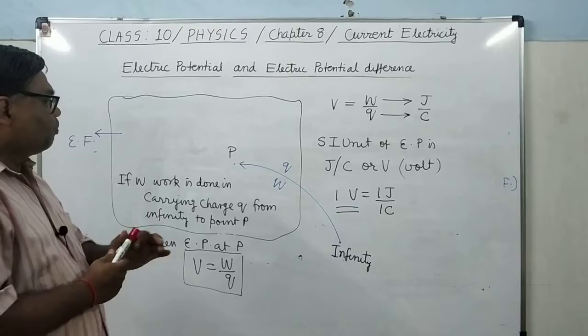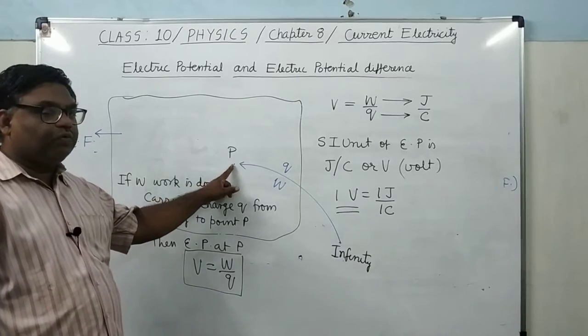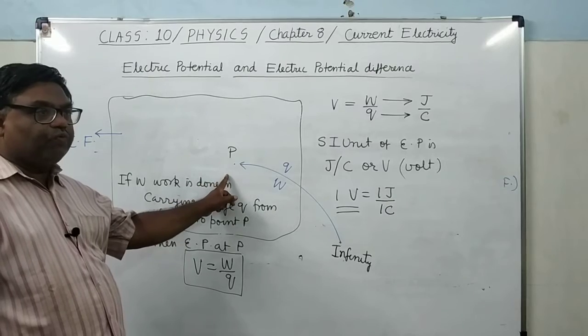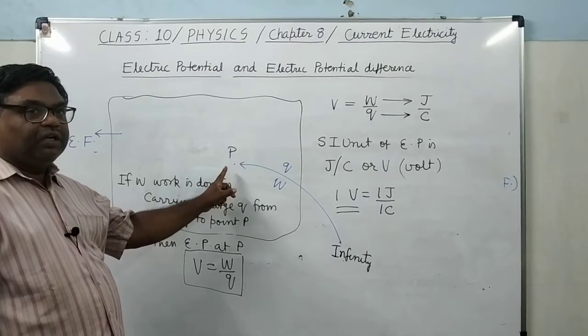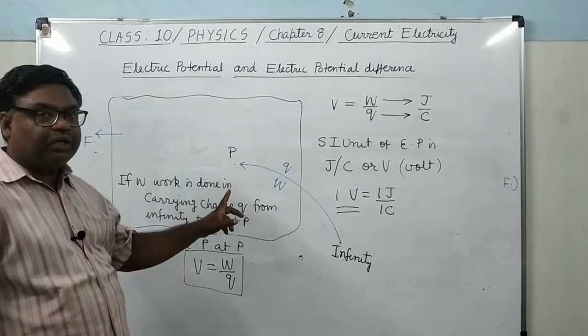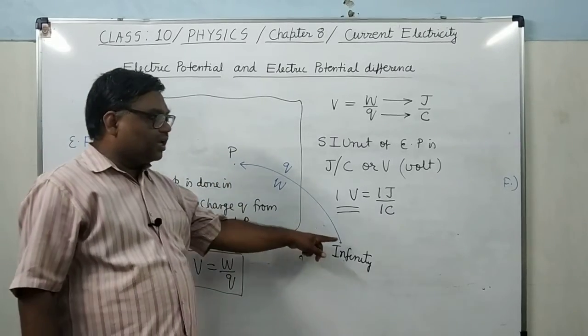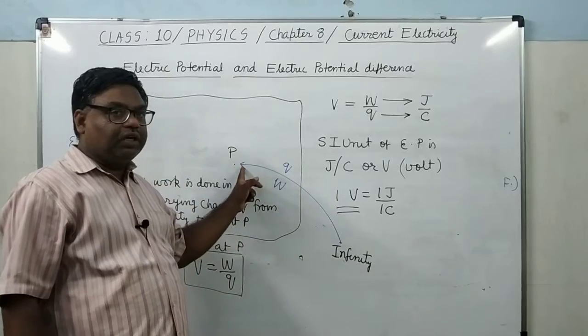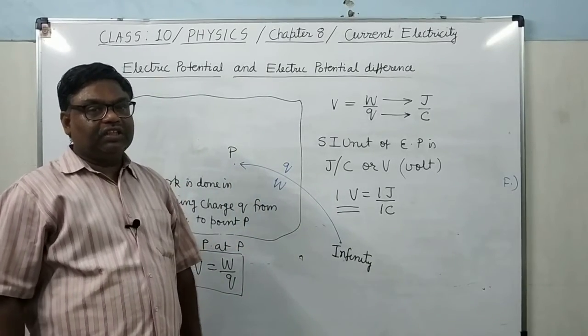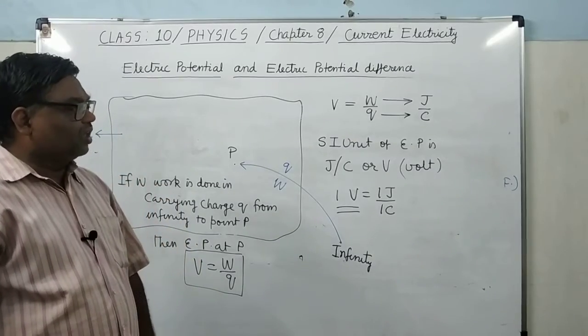What will be the electric potential at this point? If the electric potential at this point is 1 volt, what does it mean? It means work done in carrying 1 coulomb charge from here to here is 1 joule. It's clear? This is the electric potential.